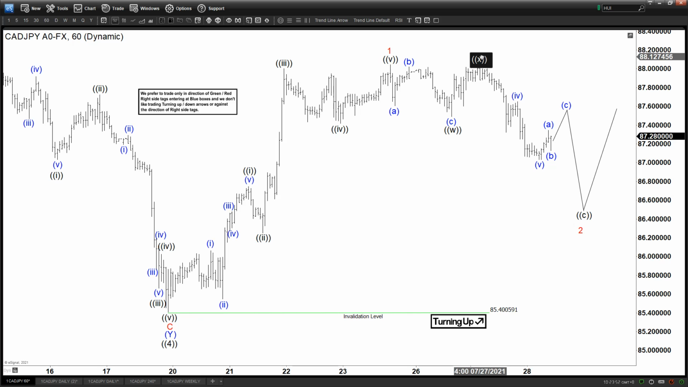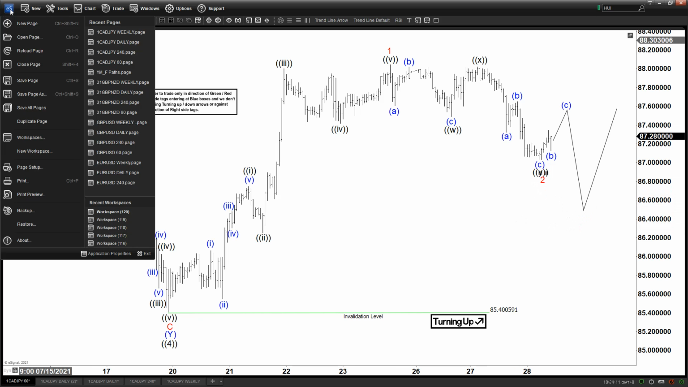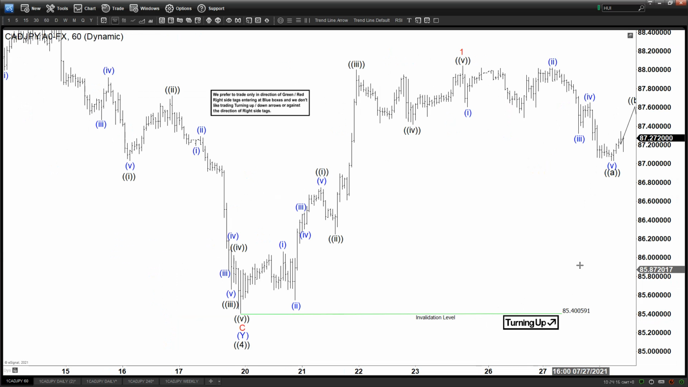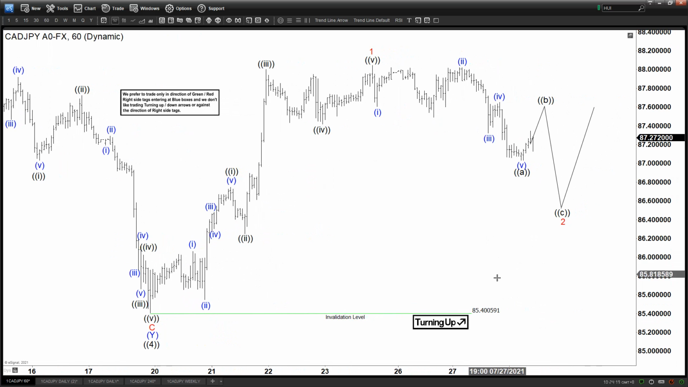So instead of needing another leg lower, it could be completed and start to rally higher again. So it could be doing something like this, finish a Y here, and then rally higher if that's the case. So that's another possibility, just to give you an option. But the bottom line is 85.4. As long as we stay above here, we can potentially see more upside. Whether we do another push lower or not remains to be seen.